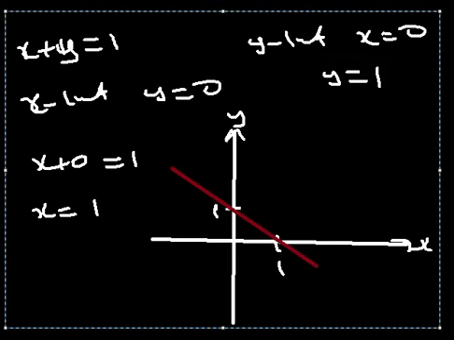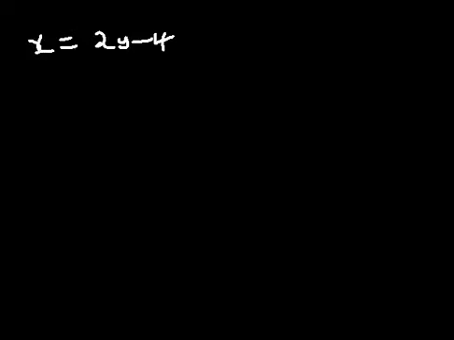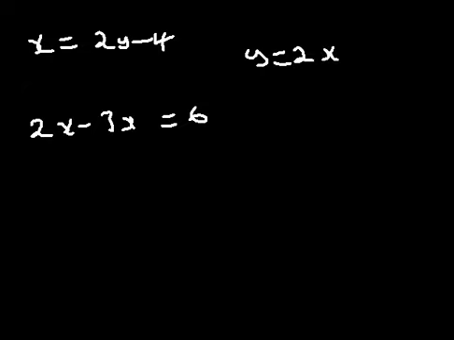Now what if we have x is equal to 2y minus 4? Try to find the x as well as the y-intercept. Also if we have 2x minus 3y is equal to 6, try that one out. What if we have y is equal to 2x minus 4? Try those out.